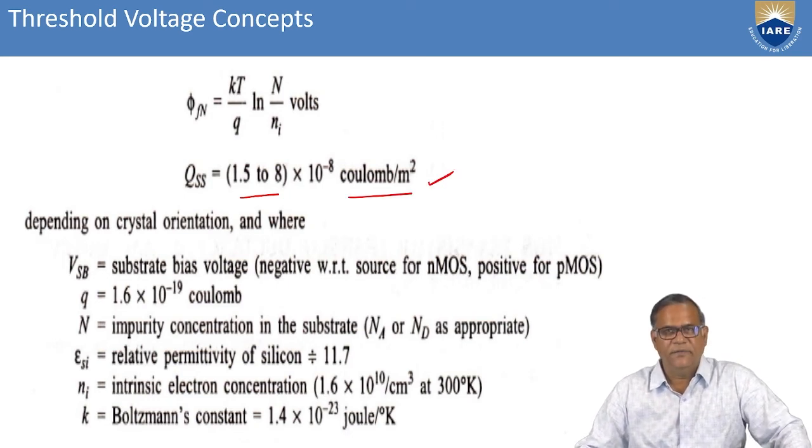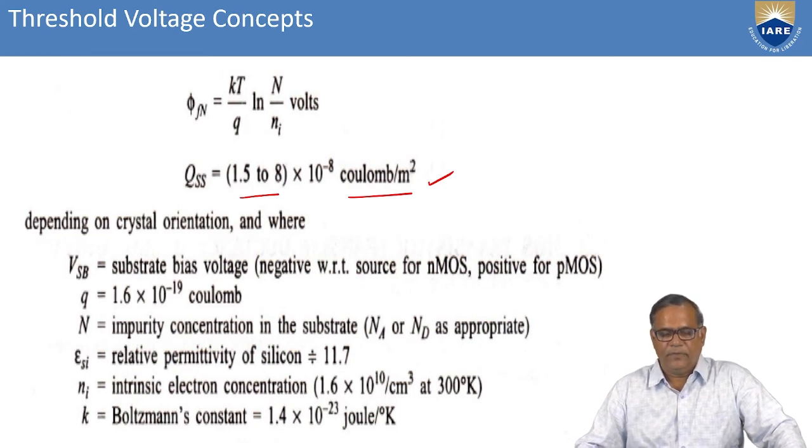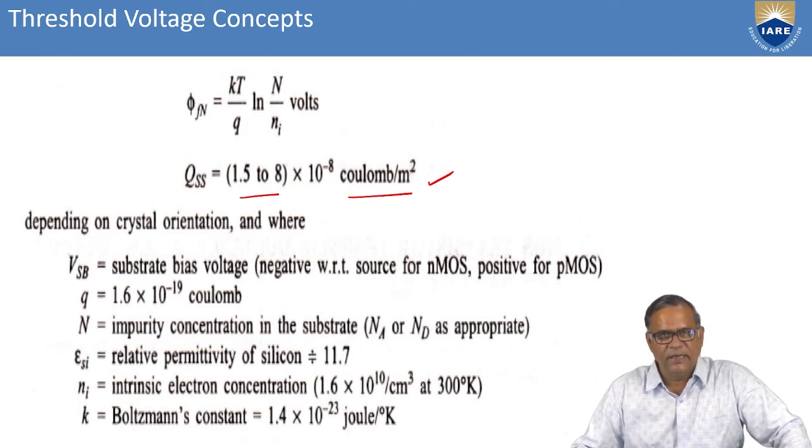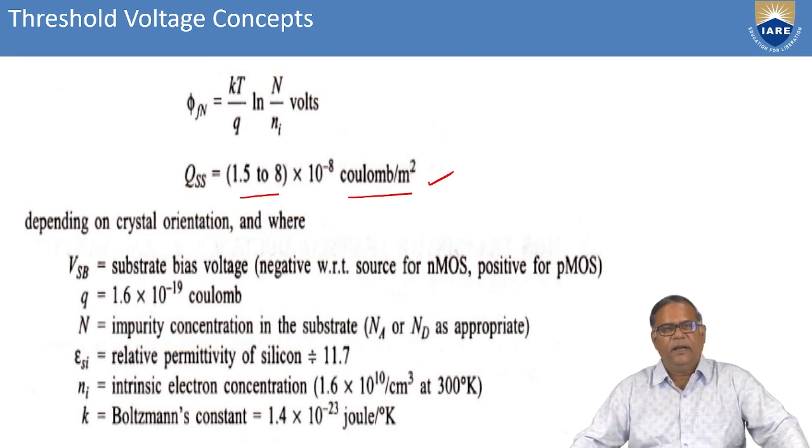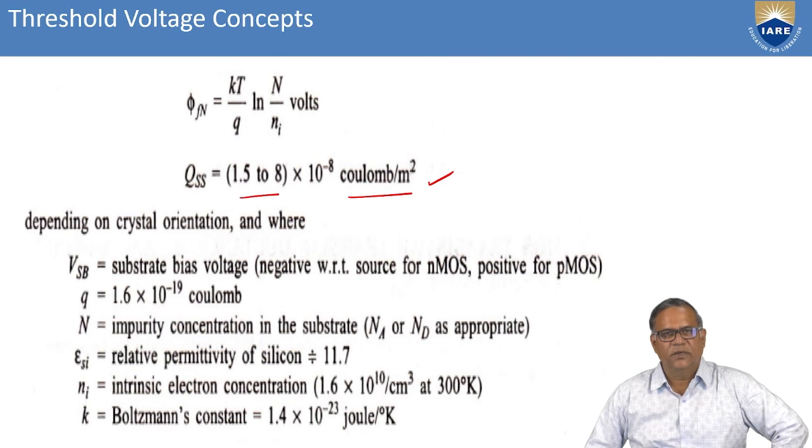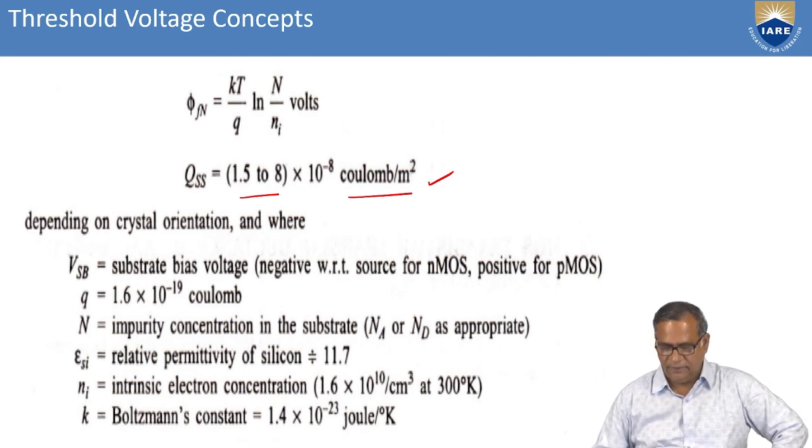So what is VSB? VSB is the substrate bias voltage and N is the impurity concentration in the substrate, and epsilon Si is the relative permittivity of silicon, which is 11.7, and Ni is the intrinsic electron concentration, and that is 1.6 into 10 to the power 10 per cm cube at 300 degrees Kelvin, and K is the Boltzmann's constant, which is 1.4 into 10 to the power minus 23 joules per degree Kelvin.